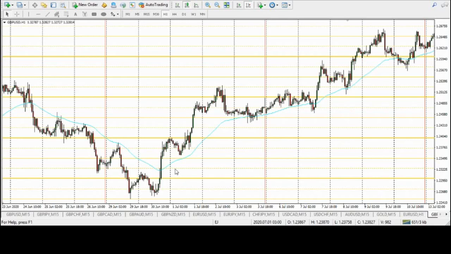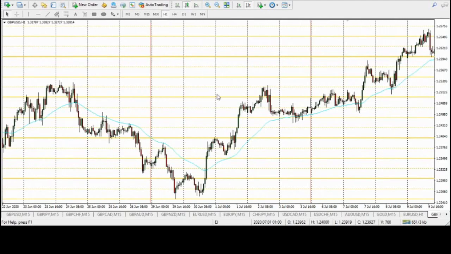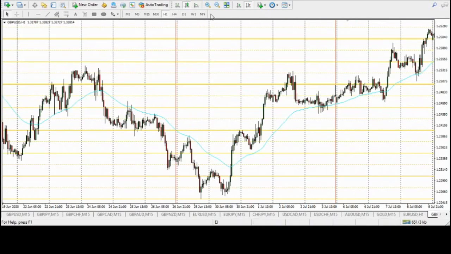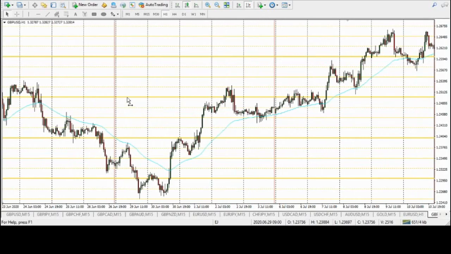The market makers and the banks, whatever you want to call them, like to move in 50s. That's where they like to trap people, guys. So this is a simple strategy, guys, and I've made a lot of money using this strategy. Let me go ahead and show you how we use it.